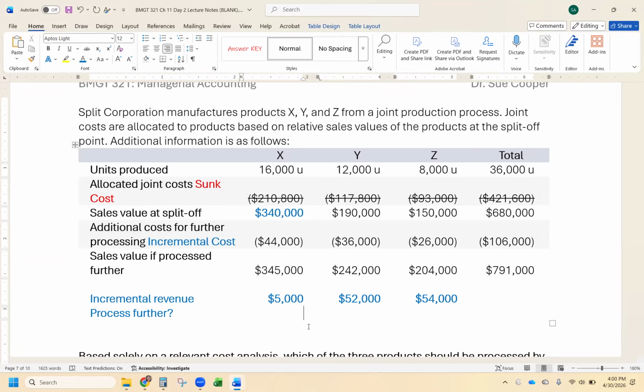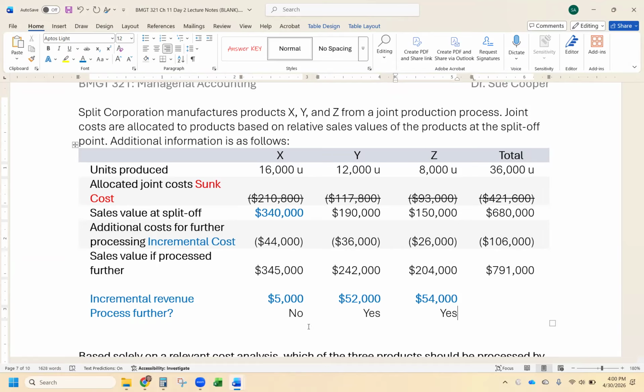So let's look now at the comparison between the incremental revenue, or the differential revenue, the difference between the two revenues, and the incremental cost, or the extra cost. For X, we'd spend 44 to get 5. For Y, we spend 36 to get 52. And for Z, we spend 26 to get 54. So in this scenario, I would say no, yes, yes. Anyone disagree with that?